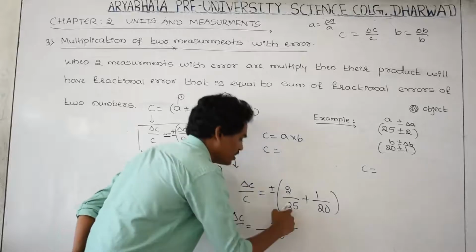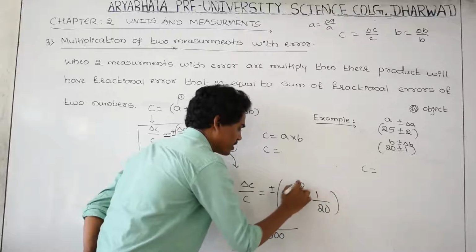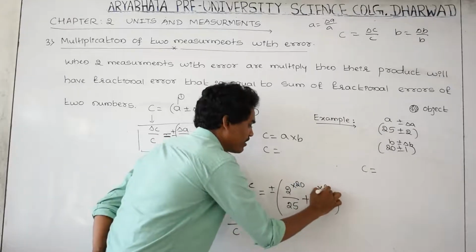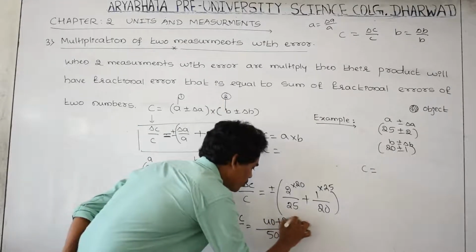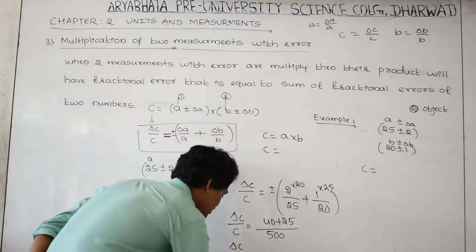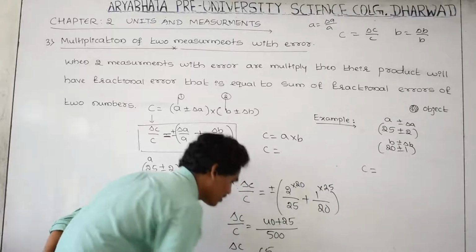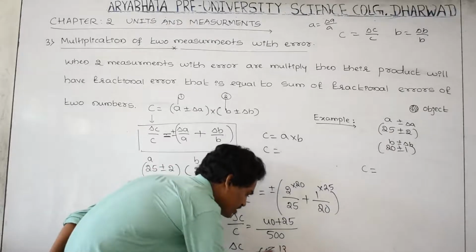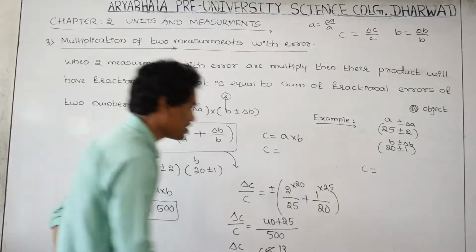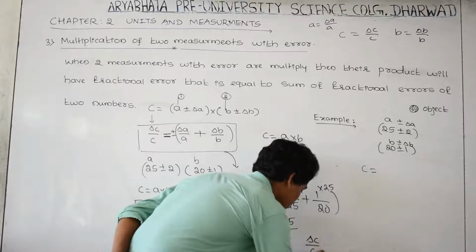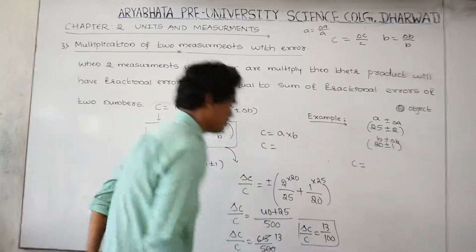Take the LCM, 25 into 20 means 500. This is 40 plus 25. Delta C by C becomes 65 divided by 500. 5 13s are 65, 5 1s are 0 0. It means that delta C by C is equal to 13 by 100.